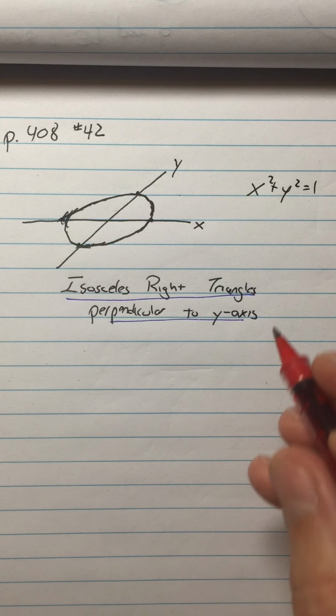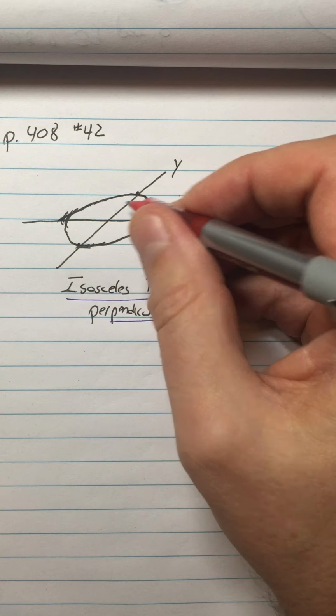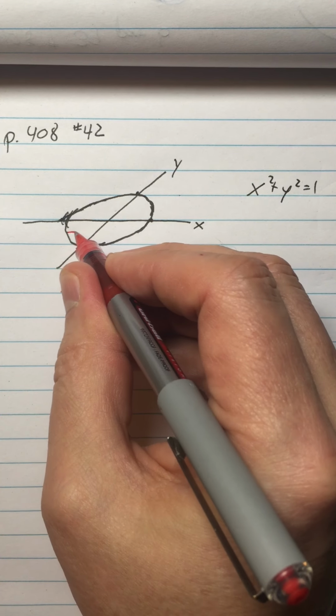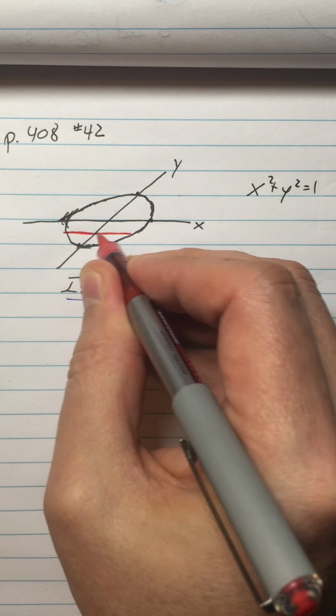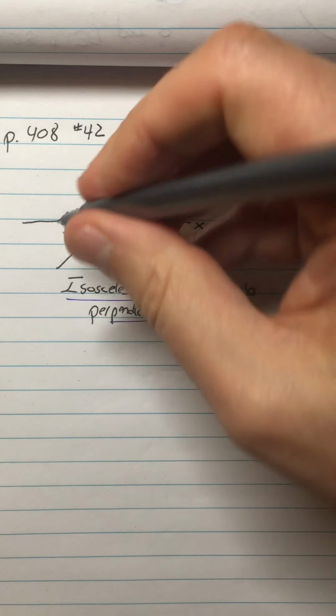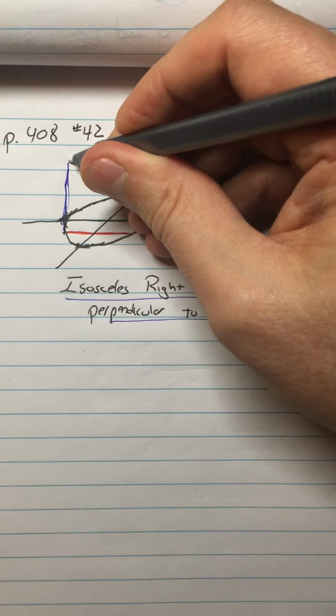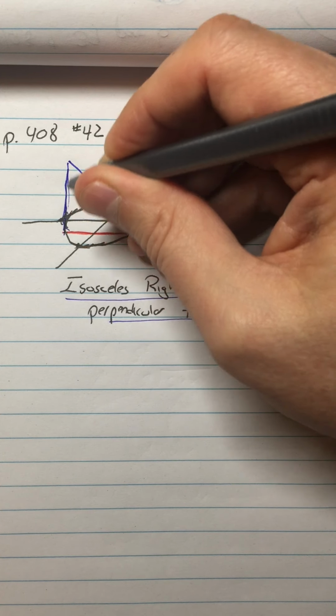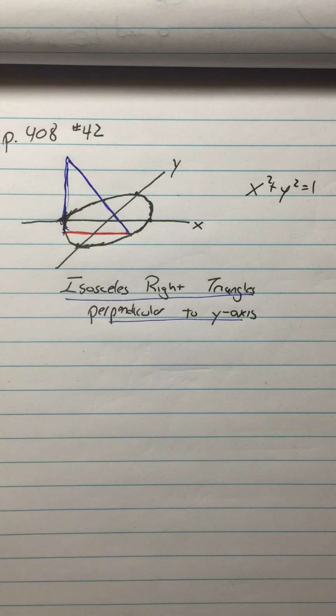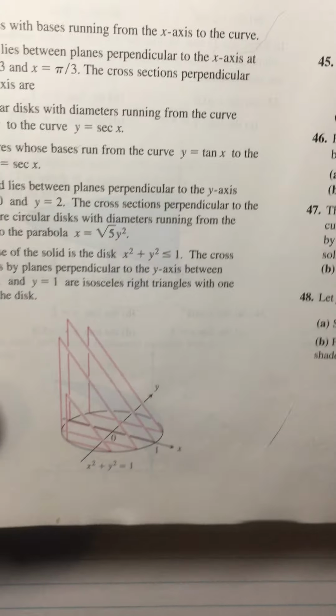So perpendicular to the y-axis means that these shapes look like this. That's the side that's in there, and then you have right triangles coming up this way. And if you want a fuller picture of what that looks like, it looks a little something like this.